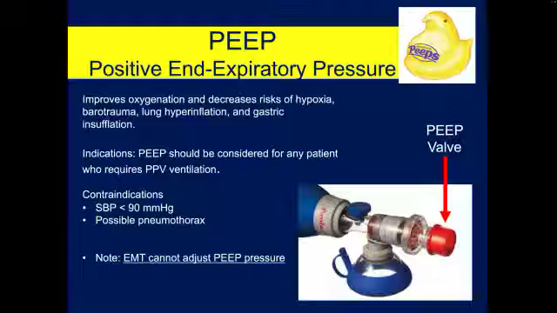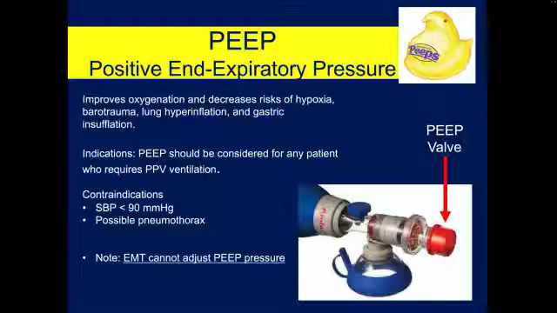Now, there are a couple of contraindications. Because this increases the intrathoracic pressure of the person, it can drop their blood pressure. So one of the contraindications is any blood pressure less than 90 systolic. Also, if you're suspecting a possible pneumothorax, where they could have a ruptured lung or a hole in their lung for some reason, this extra pressure would only make that worse, so that's another contraindication.